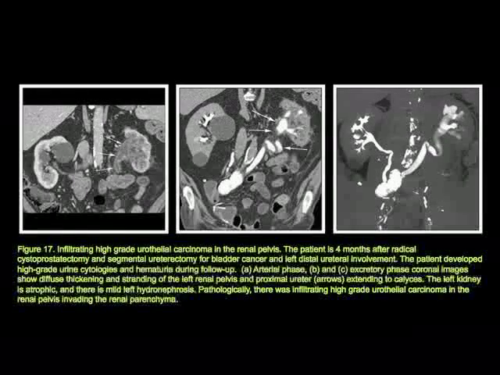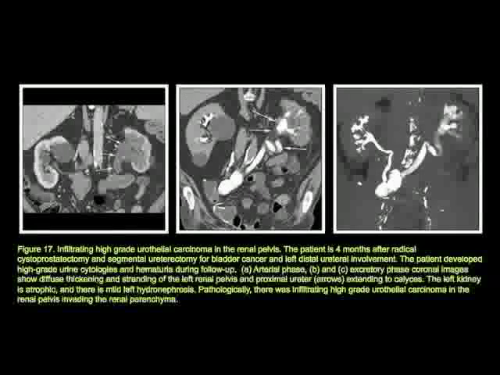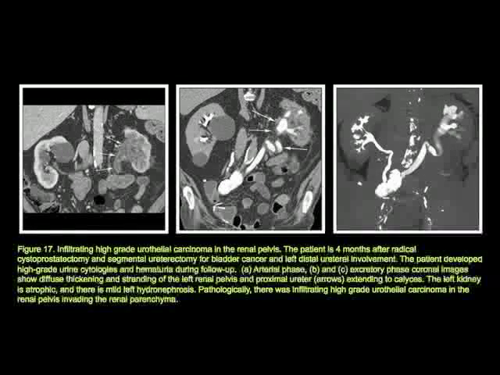Or another example, look at this case. Look at the left kidney. Look how there's tumor infiltration. It's a transitional cell carcinoma. This is just 4 months after radical cystoprostatectomy. So again, the timing can be very tricky. One could argue in this case perhaps something was missed early in the renal pelvis, and that's why there's so much tumor so quickly. But again, things will vary.